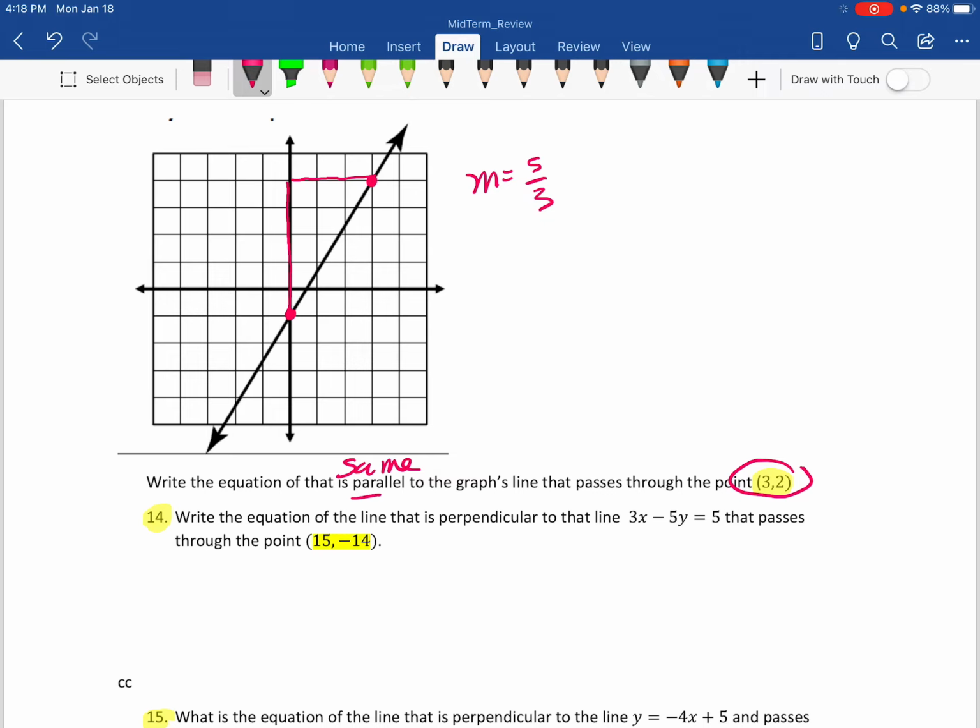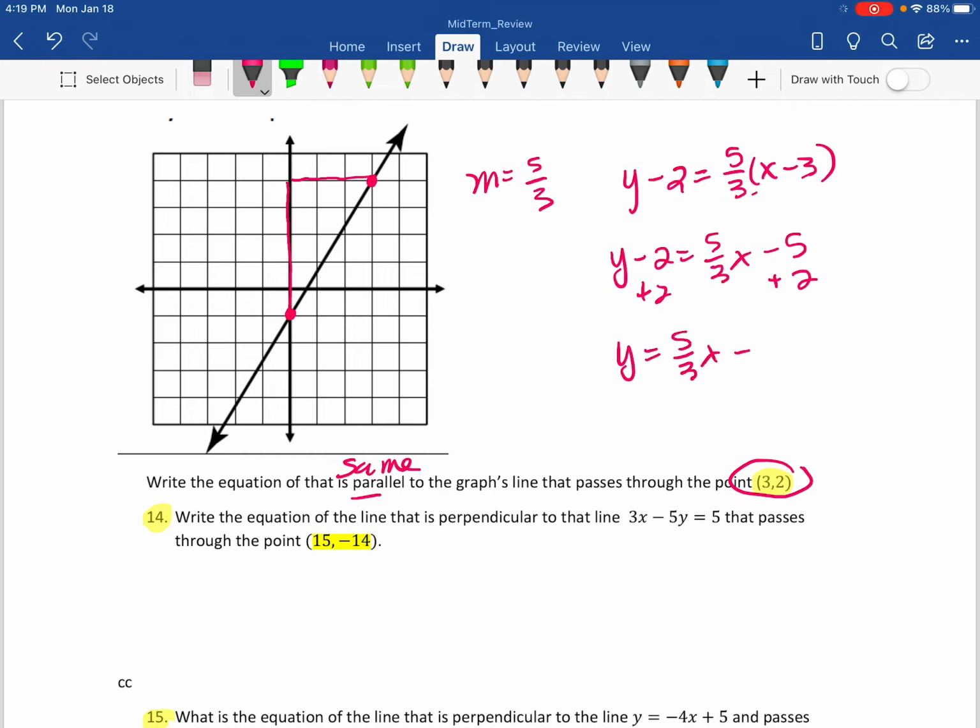That means we're going to use point-slope form. We're going to say y minus 2 is equal to 5/3 times (x minus 3). All right, so this is going to cancel out. So y minus 2 is equal to 5/3 x. The 3's cancel each other out, so that's going to be minus 5. We're going to add 2 to both sides. That's going to give me y is equal to 5/3 x minus 3. That's going to be the equation of the line that's parallel and passes through that point (3, 2).